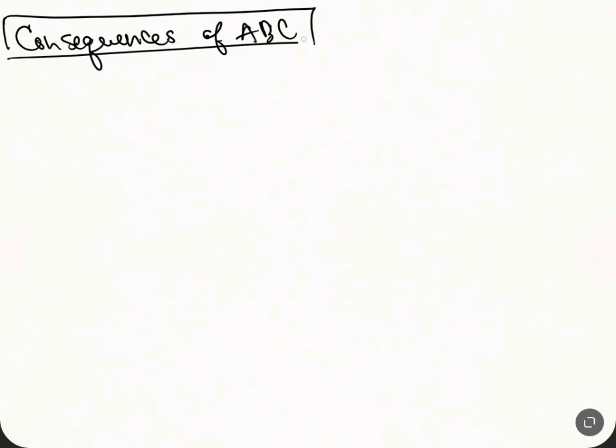And the first consequence of ABC is going to be what it says about prime factorization.